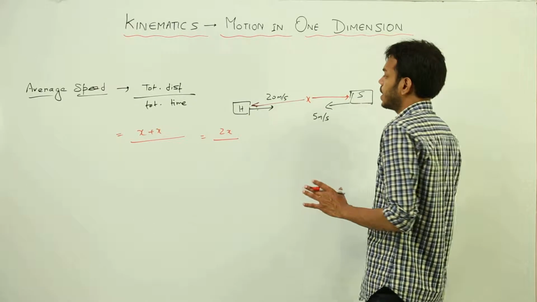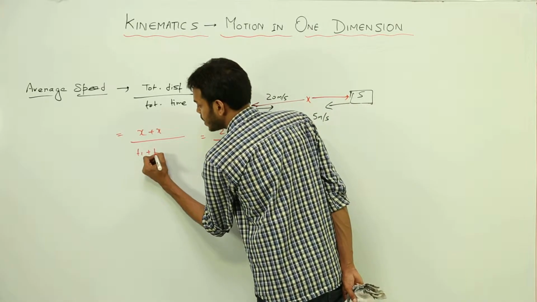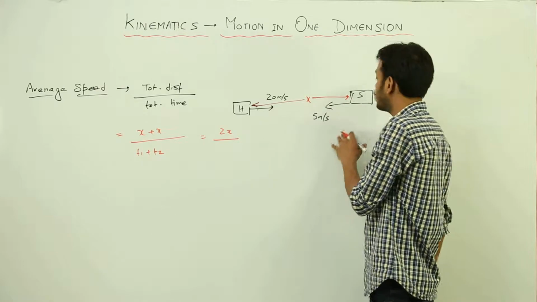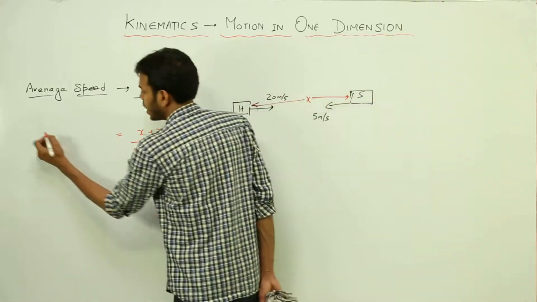Total time is, I don't know. So let it be T1 plus T2. T1 for the time from this part to this one, home to school, T2 for the time from school to home. So T1 would be, what is T?